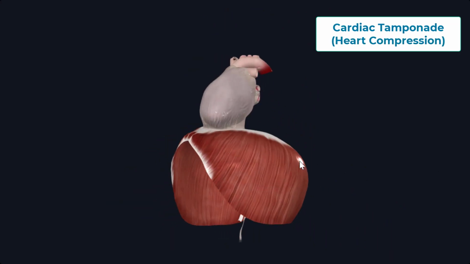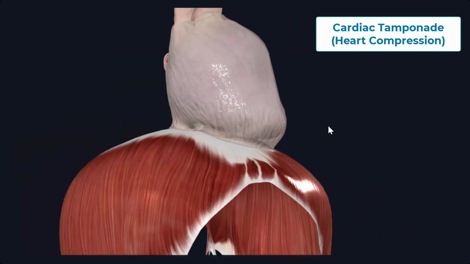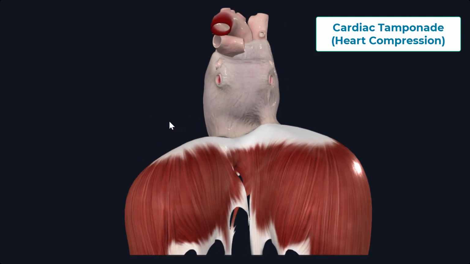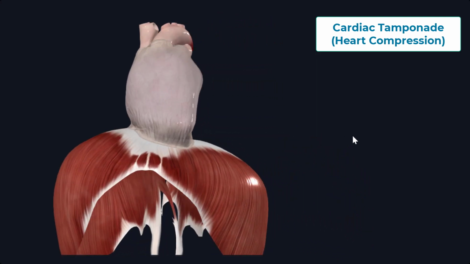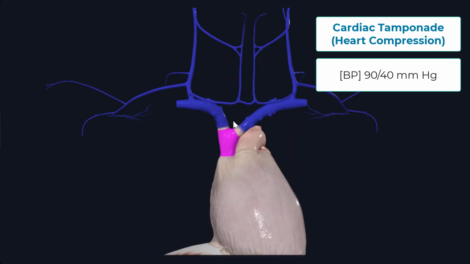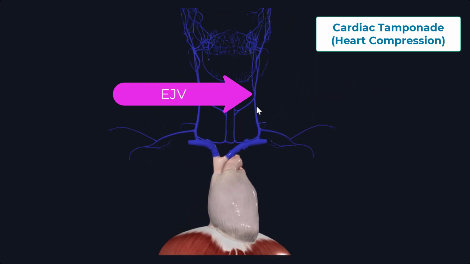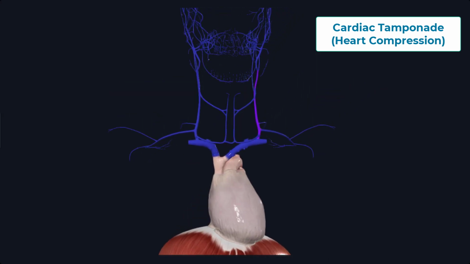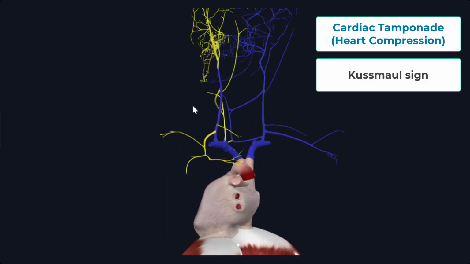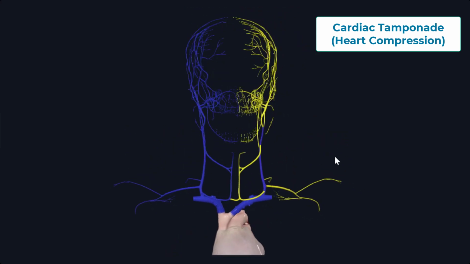Cardiac tamponade, heart compression, is the accumulation of fluid within the pericardial cavity, resulting in compression of the heart since the fibrous pericardium is inelastic. Clinical findings include hypotension that does not respond to rehydration, compression of the superior vena cava, which may cause the veins of the face and neck to engorge with blood, and a distension of veins of the neck on inspiration, Kussmaul sign. Cardiac tamponade can quickly progress to cardiogenic shock and death.